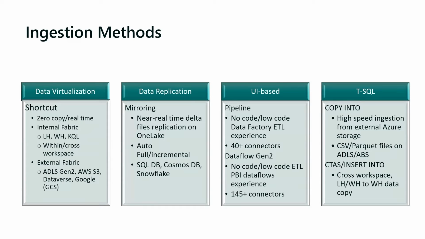The third method is the UI base for the drag and drop citizen developers. Fabric Pipeline provides that no-code, low-code Data Factory Synapse pipeline ETL experience. It has over 40 connectors to support all the popular data sources. Fabric Dataflows Gen 2 provide that no-code, low-code Power BI Dataflows ETL experience. It has over 145 connectors to support all the data sources your organization requires.